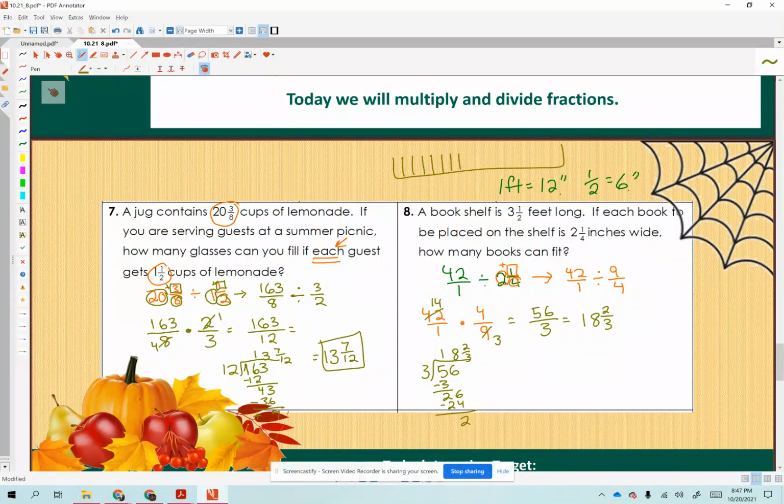But when you have problems like this, and we have something like number of people or number of meals or number of books, we will not count the 2/3 of a book because we can't put 2/3 of a book on a shelf. So our final answer really is only going to consist of the whole number, which is 18 books.